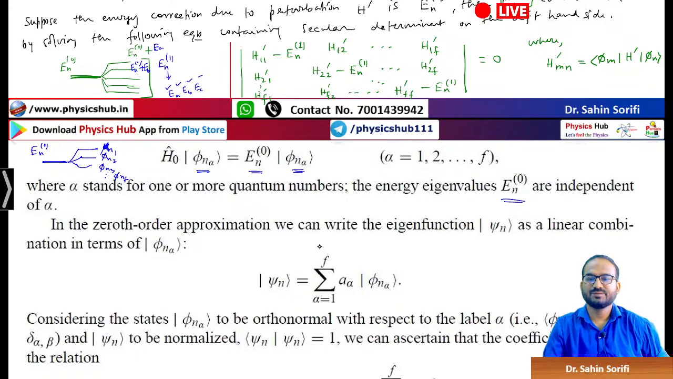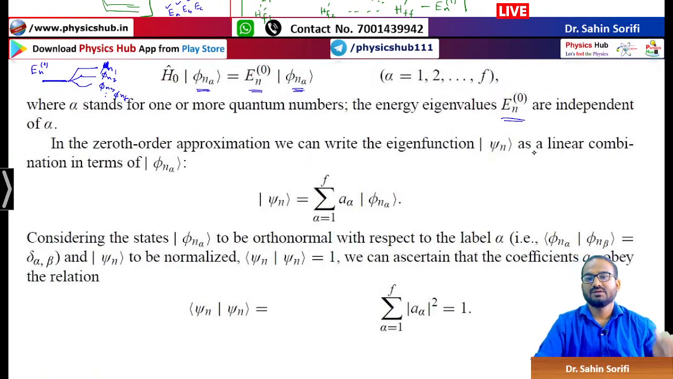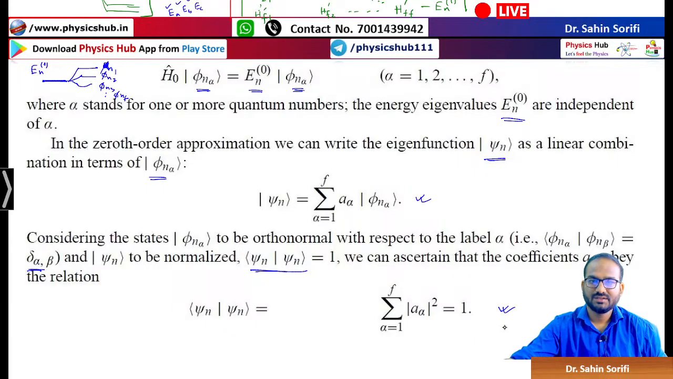In the zeroth approximation, we can write psi n0, psi n, as a linear combination of phi n alpha. Obviously, we can write psi n as a linear combination of a alpha phi n alpha. Considering phi n alpha to be orthonormal states, we can write the inner product of phi n alpha and phi n beta equals delta alpha beta. Psi n is normalized, so the inner product of psi n with itself is 1. Then we get the sum over alpha from 1 to f of the mod square of the coefficients equals 1. So this is quite straightforward. We have already talked about it.